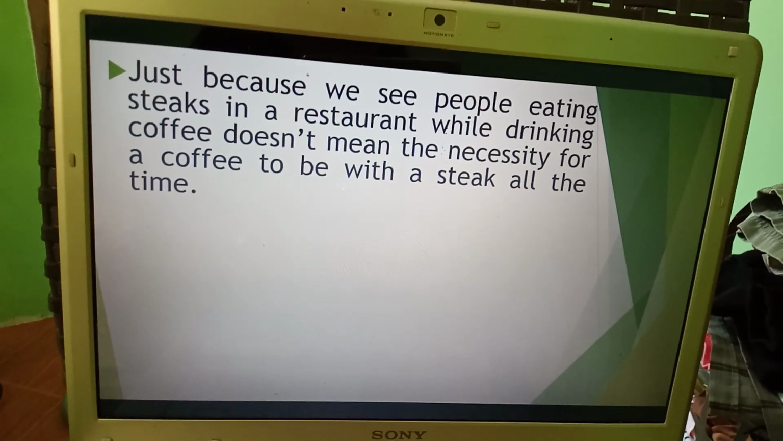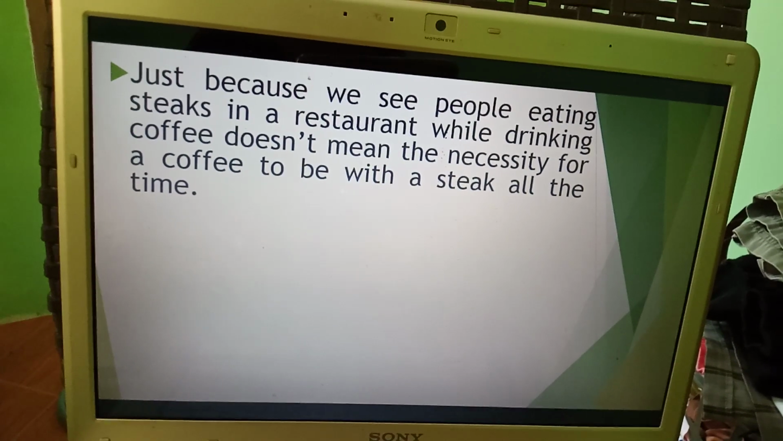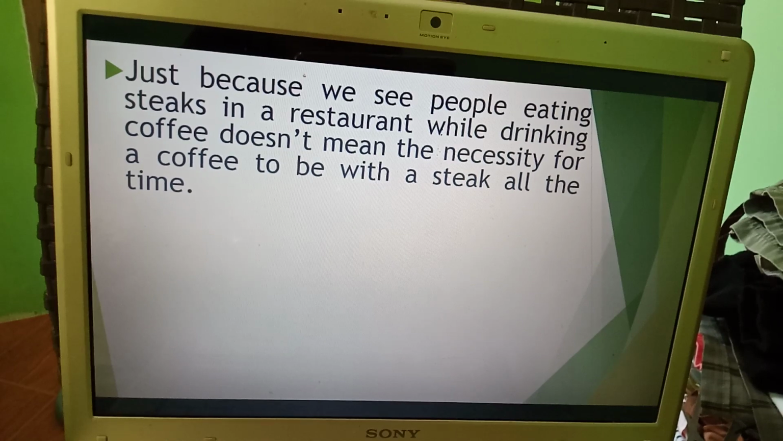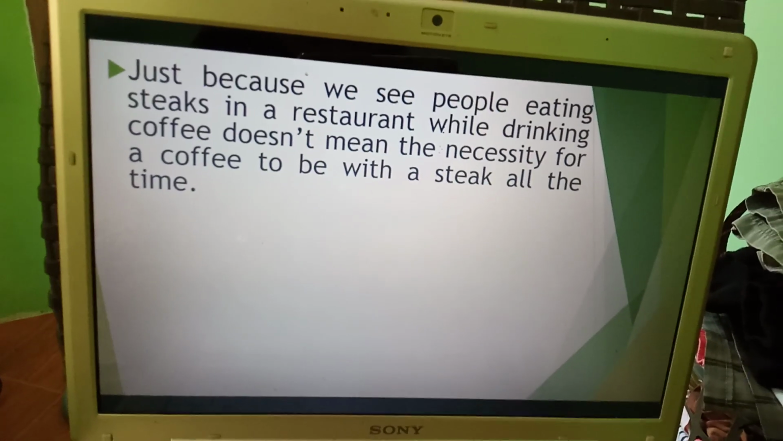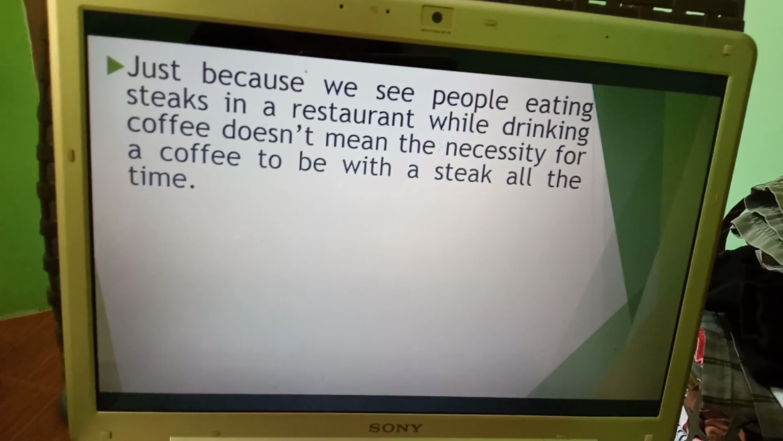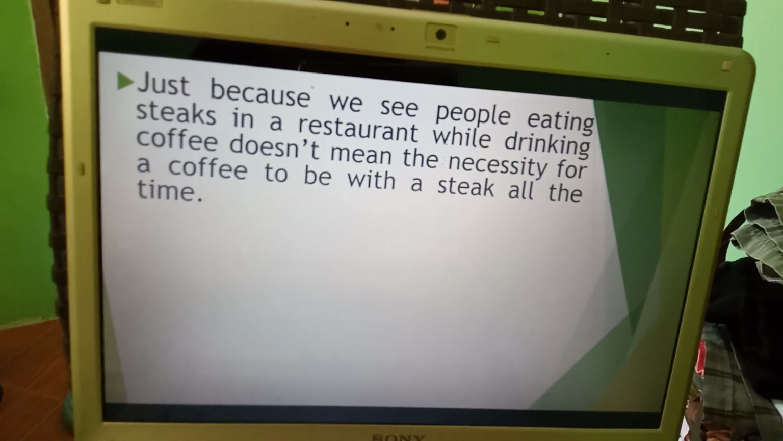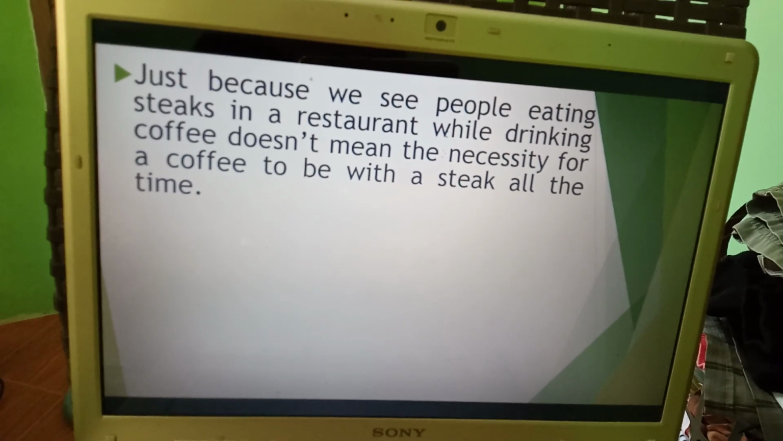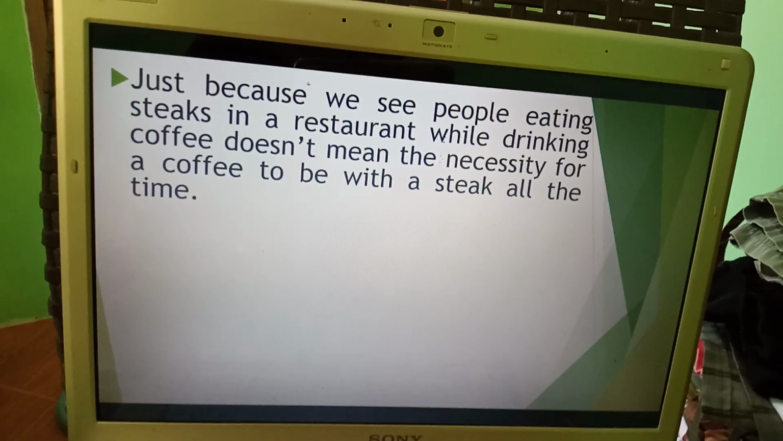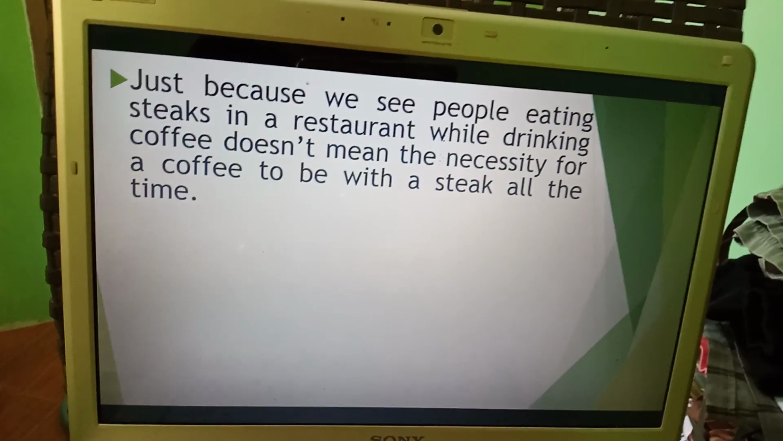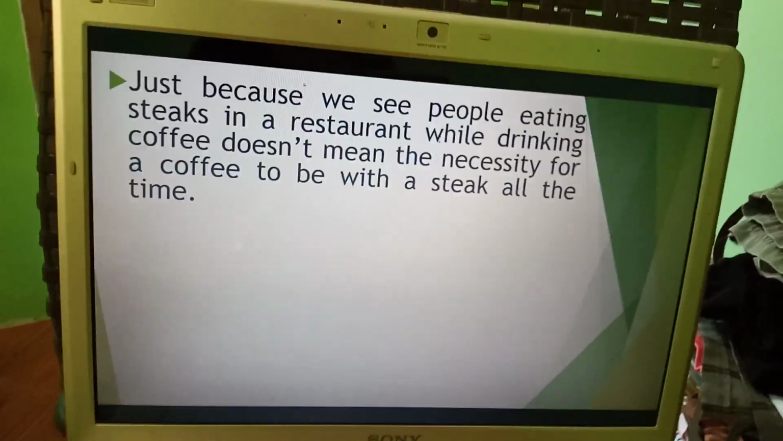Just because we see people eating steaks in a restaurant while drinking coffee doesn't mean the necessity for a coffee to be with a steak all the time. So, ang sabi niya, hindi ibig sabihin na nakakita ka ng taong kumakain ng steak, having a coffee at the same time, ibig sabihin na nun na kailangan tuwing kakain ka ng steak ay may kape. Okay? It doesn't mean like that. So, hindi mo pwedeng i-generalize. Okay? Hindi mo pwedeng i-generalize.